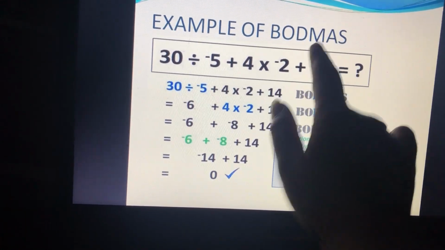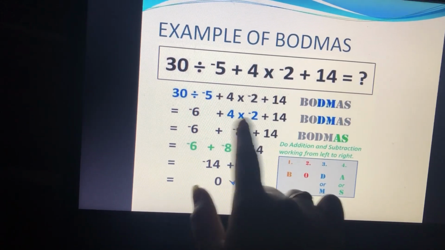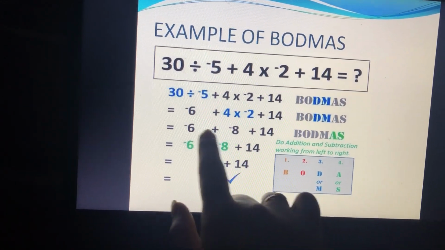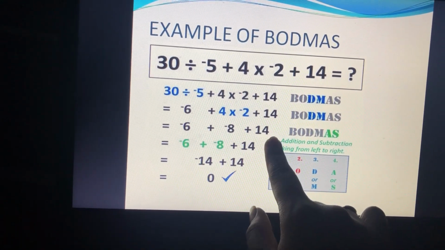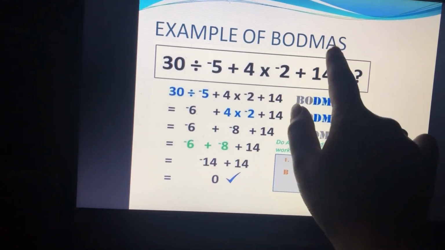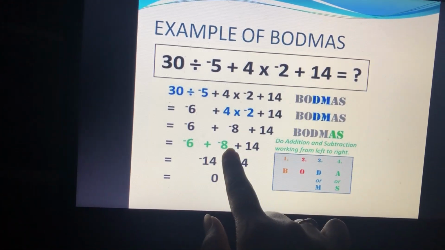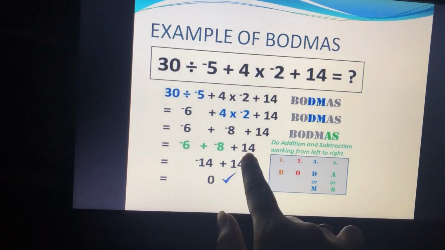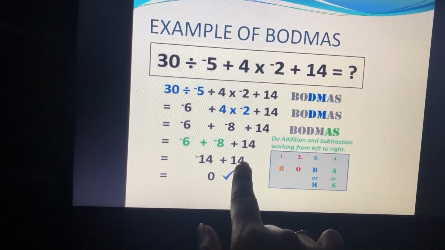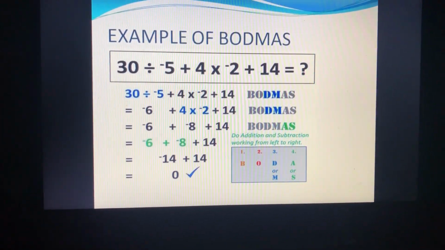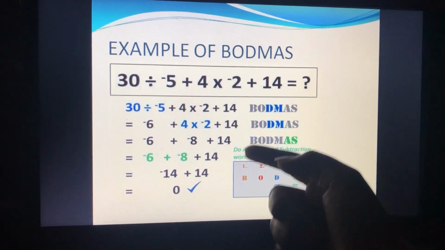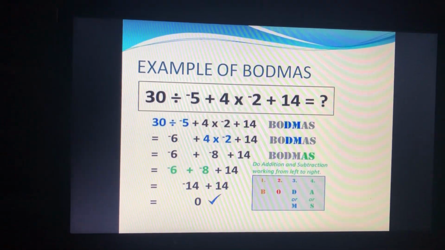Now M means multiply, you have to multiply this. 4 multiplied by minus 2 is minus 8, we get minus 6 minus 8 plus 14. Then we have to add: minus 6 minus 8 is minus 14, plus 14, and we have 0 as the answer. So this is how you use BODMAS, right?